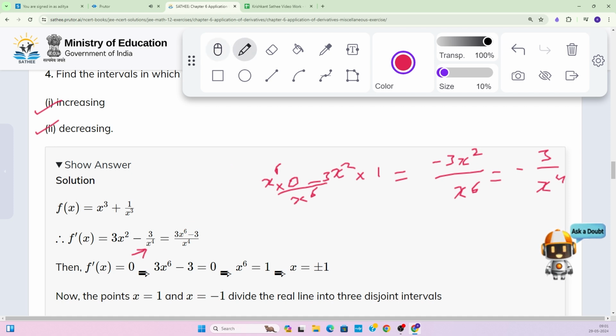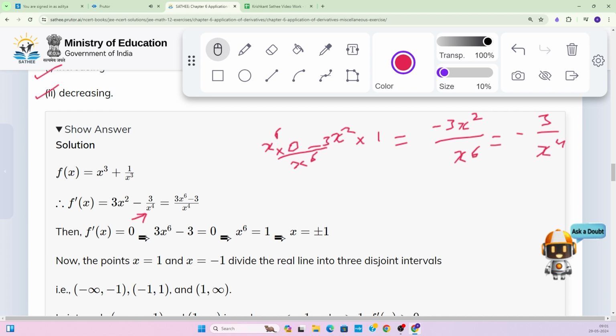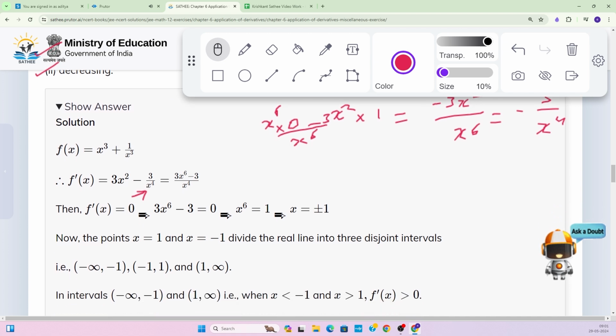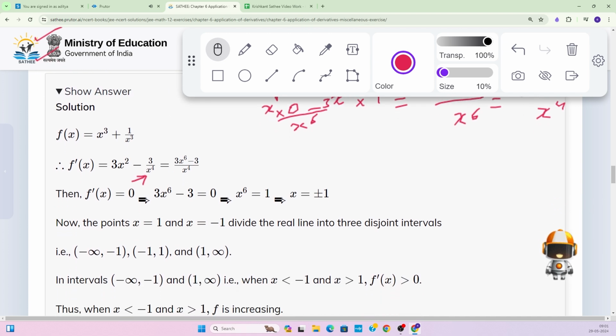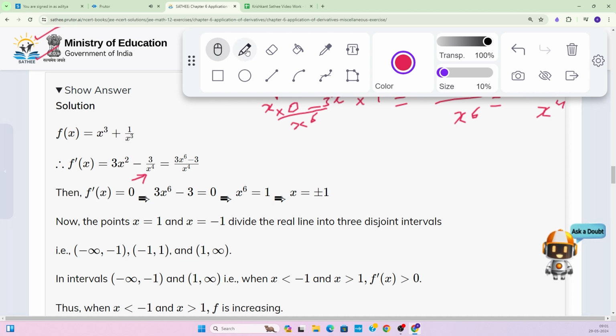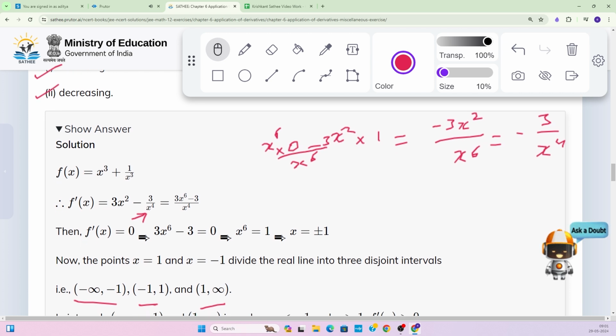Now put it equal to 0, you will get your critical points. So the critical points will be plus minus 1. Now you have 2 critical points, simple. This means you will have 3 disjoint intervals. One is from minus infinity to minus 1, then minus 1 to 1, and the third one will be 1 to infinity. Now we have to find in what intervals it is increasing.